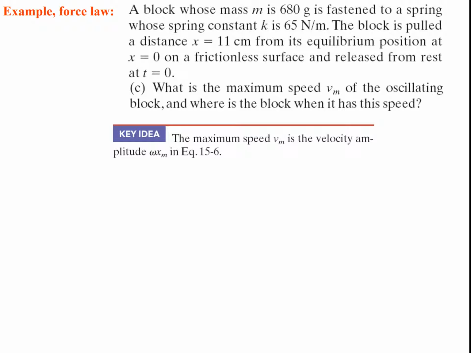All right, so the next question is, what is the maximum speed, which is v_m, of the oscillating block, and where is the block when this speed occurs? Okay, so let's look at what the velocity is. Earlier we saw that the amplitude of our velocity function was given by omega x_m. Basically just the angular frequency times the max position. So our velocity max is going to be equal to omega x_m. So it's 9.78, because that's what we found as our angular frequency.